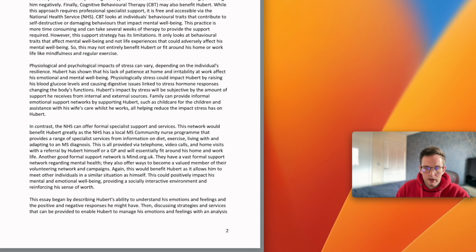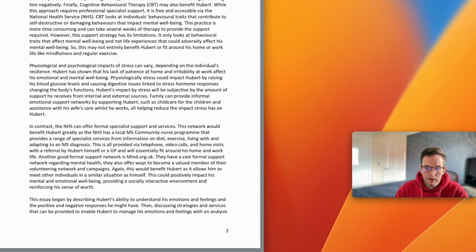This is also provided via telephone, video calls and home visits, with a referral being made by Hubert himself, or a GP referral will essentially fit around his home and work life. Another good formal support network is mind.org.uk. This has a vast formal support network regarding mental health, and they also offer ways to become a valued member of the volunteering network and campaigns.